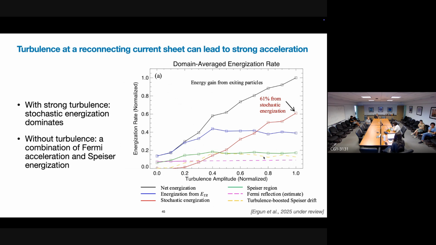So you would imagine the blue equals the green plus magenta, but interestingly, when the turbulence level becomes higher than 0.2, there's a discrepancy between the total of the Speiser region plus Fermi reflection and the total energy gain from the Y electric field. That's what we call the turbulence-boosted acceleration or energization, and it's shown here by this orange trace.